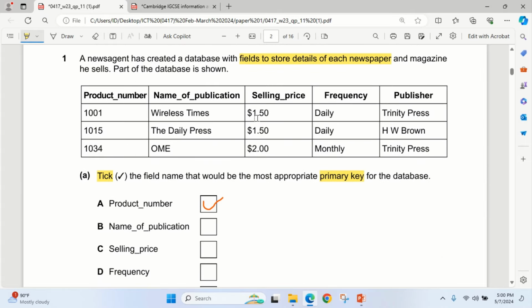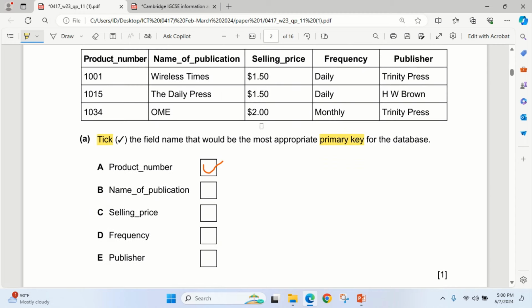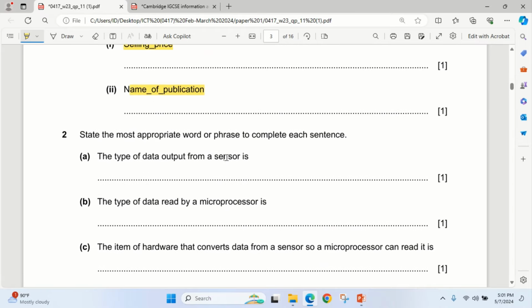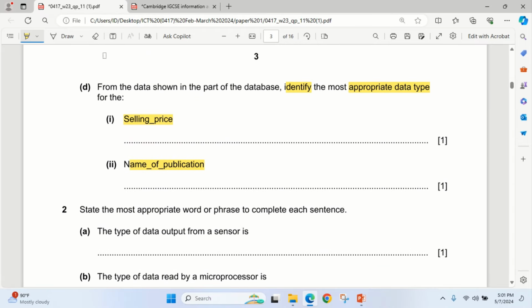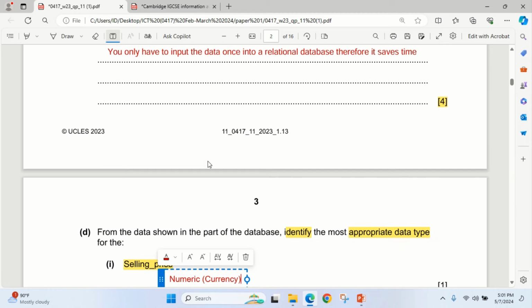Okay, seeing it, yes, it is numeric data and it is decimal, but it has a currency symbol. So this is best taken as numeric. And what type of numeric? Currency, for selling price. Let me quickly do selling price before name of publication. For selling price, that will be numeric because it accepts numbers. But what type of number? You say currency, because you can see the currency symbol beside the number.